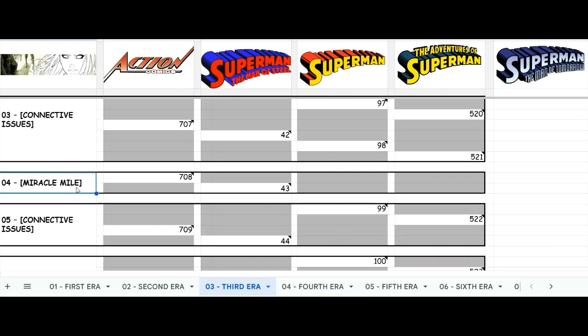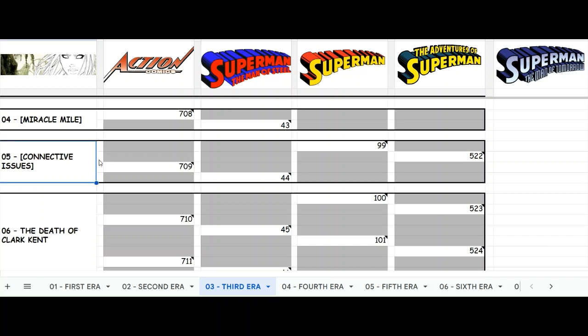Next up, there is a 2-issue mini arc. I put it in square brackets here because it's kind of an implicit arc, but it's very clearly linked together. The first one is Action Comics 708, which ends on a major cliffhanger that gets resolved in Man of Steel number 43. So those are triangle numbers 12 and triangle number 13 respectively.